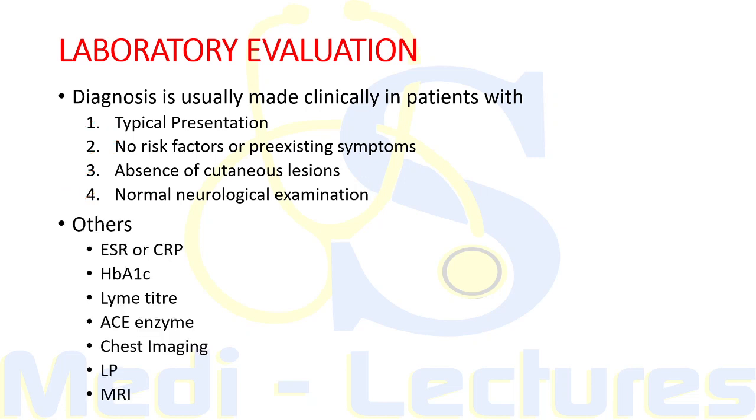Now the investigations which we can go for are ESR or CRP, HbA1c for diabetes mellitus, as it can also involve the facial nerve, Lyme titer for Lyme disease, ACE enzyme levels and chest imaging for sarcoidosis, lumbar puncture for GBS, and finally MRI brain, which can show swelling or enhancement of the facial nerve in cases of Bell's palsy, and can also help us rule out other disorders like acoustic neuroma.